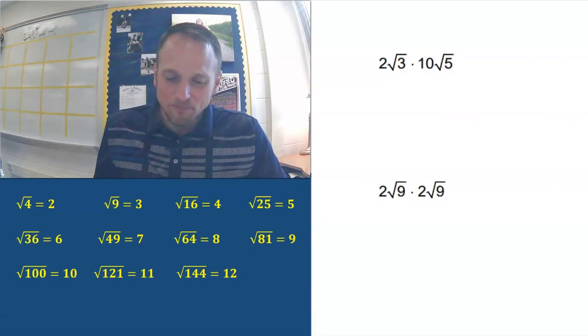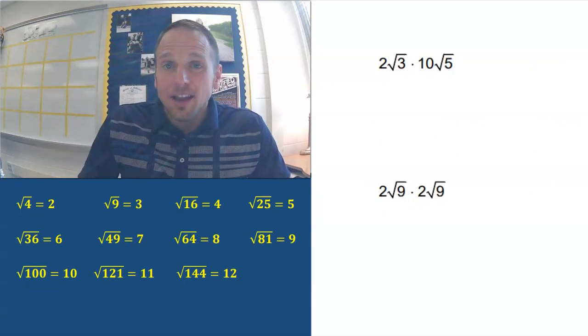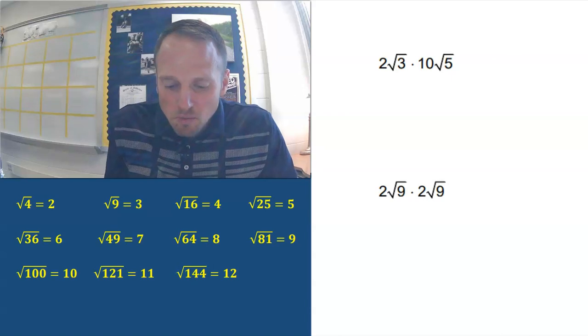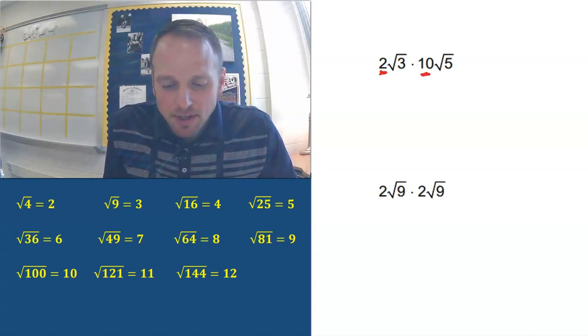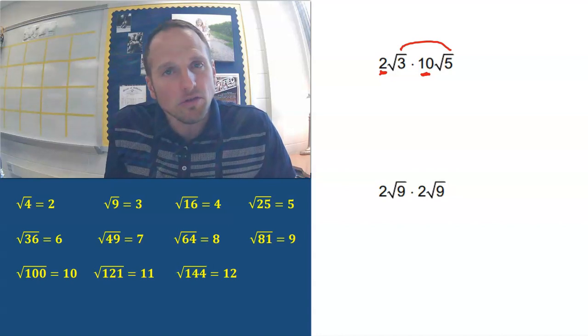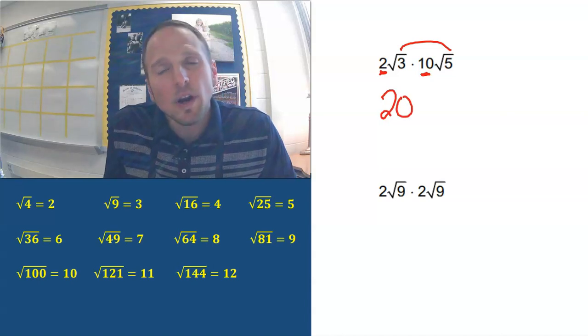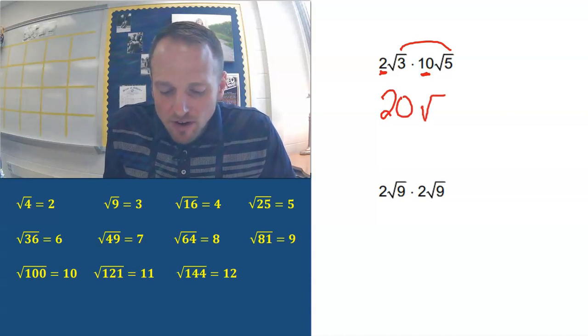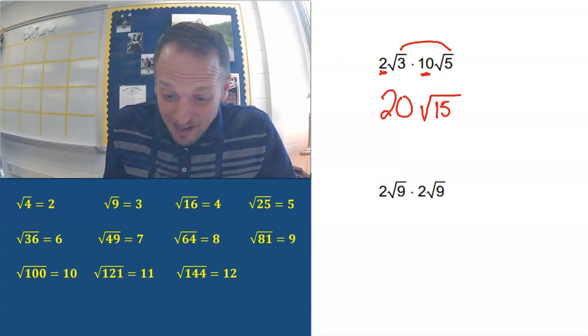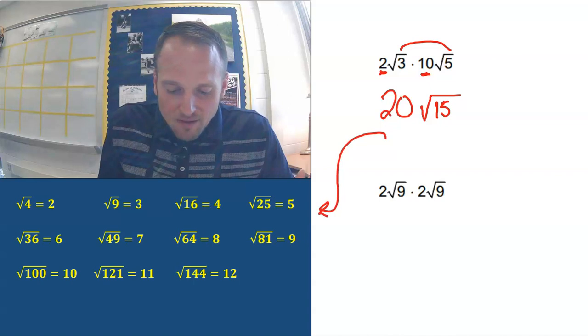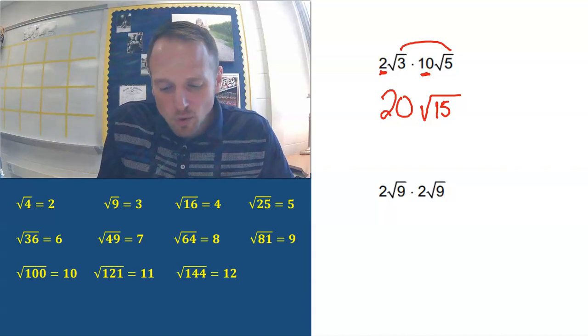Let's do some more. There's a lot in this lesson. Now this time what we're going to do is we're going to multiply these. So let's just multiply our numbers together and multiply our radicals together. 2 times 10 is just going to be 20, and root 3 times root 5 is just going to be root 15. Believe it or not, we're done. We don't have to do anything else. Root 15 I can't simplify because I can't take 15 divided by any of those perfect squares. So we've got 20 root 15.